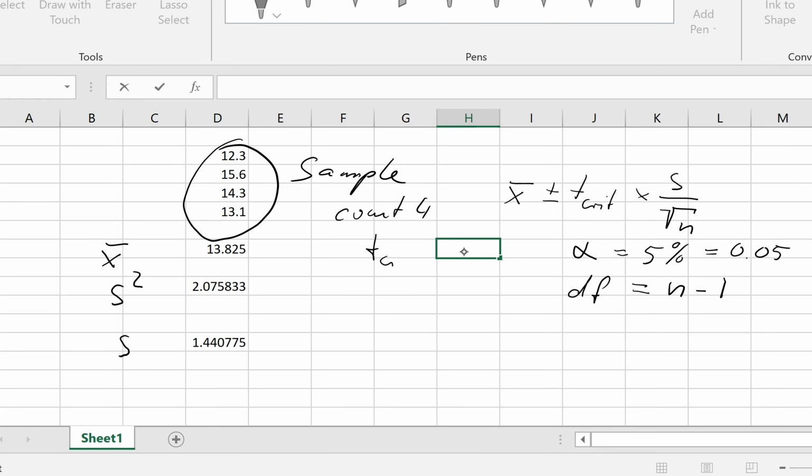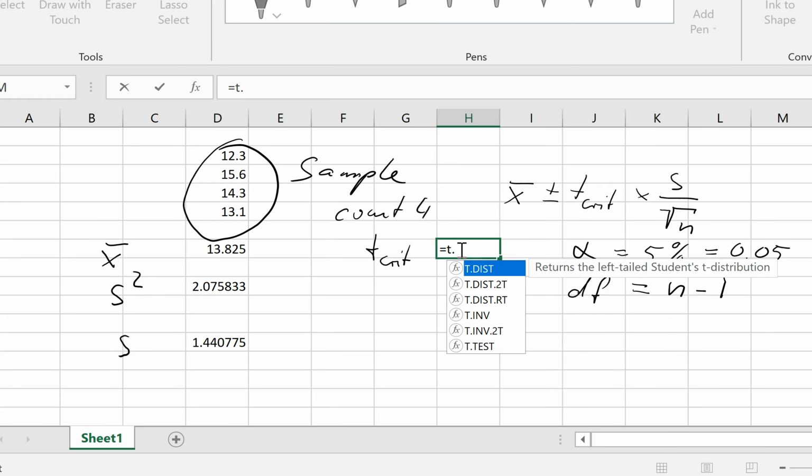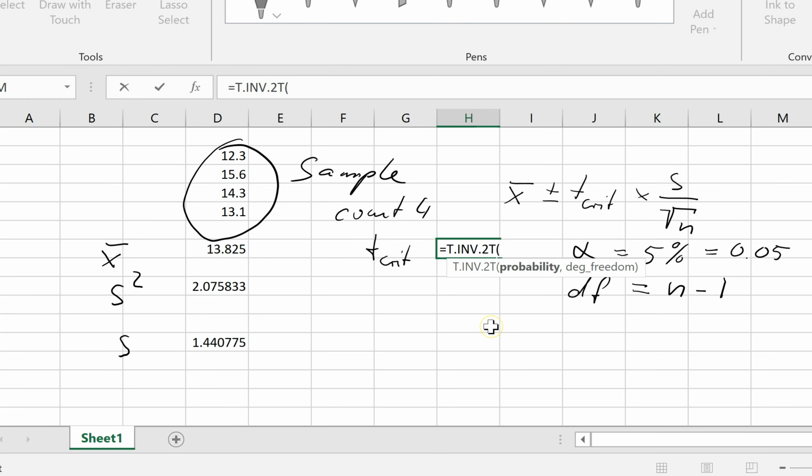So t crit, and Excel also has a function for that. We start typing equals T.INV.2T, the inverse two-tailed function. That's this one here, and it asks us what is the probability, and here this is our alpha, so that is 0.05, and it asks us for the degrees of freedom. Now we have 4 samples, so the degrees of freedom actually would be 3. Now that is our critical t-value.